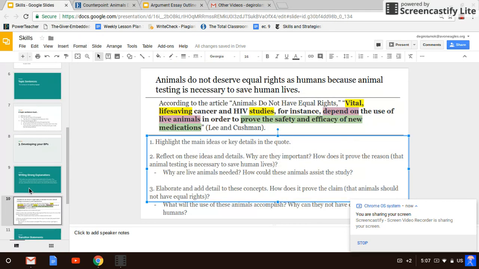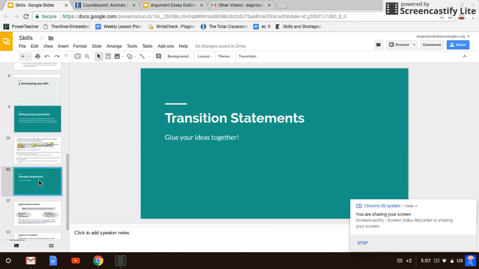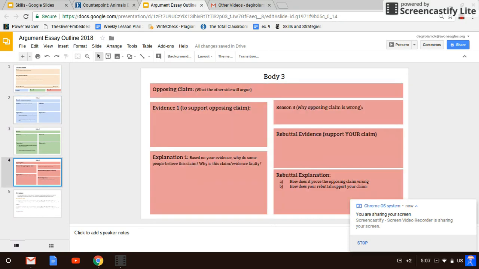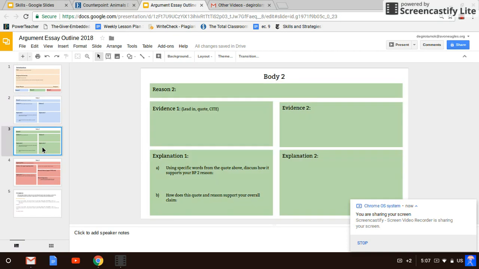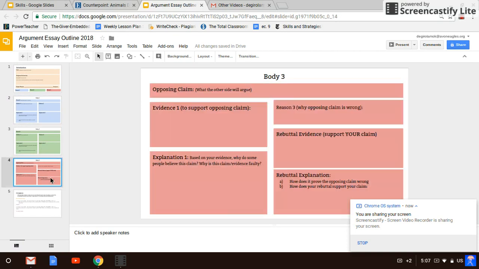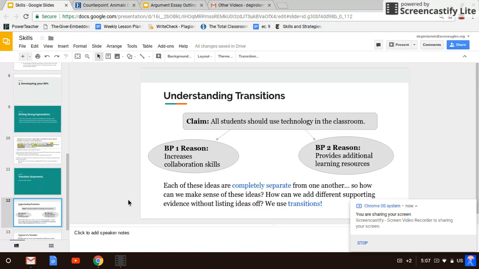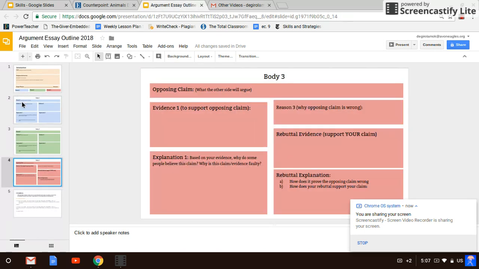Another part of your paragraph that is necessary for you to develop and to work on are transition statements. You'll notice that in these outlines, there is no space for transition statements, but you still need them. So for BP1 and BP2, you're transitioning to the next paragraph. For body paragraph 3, you're just summarizing your ideas. So what are transition statements? They are statements that pull together totally different ideas. We usually think of them as BP1 reason and BP2 reasons, and that they belong at the end of paragraphs, but you also need transitions in between paragraphs, between your two evidence pieces.